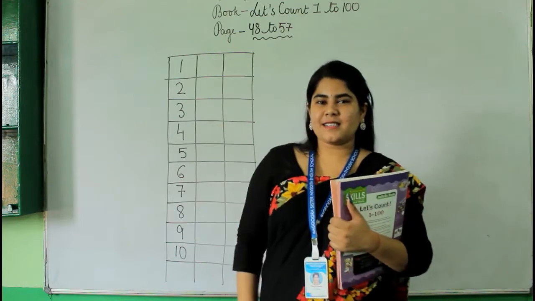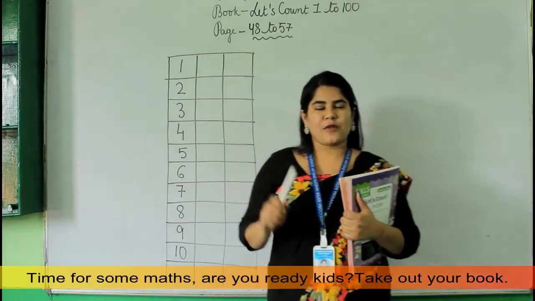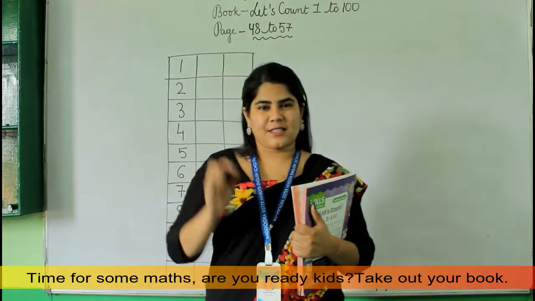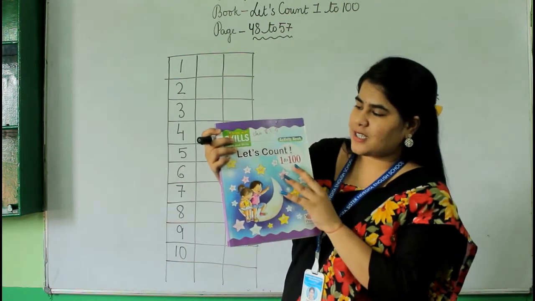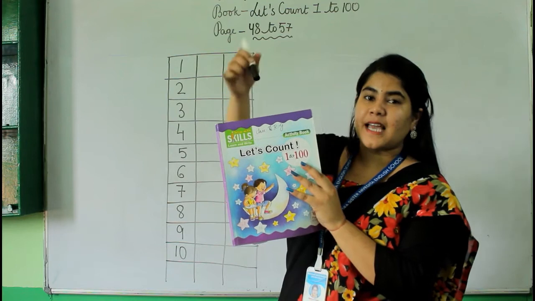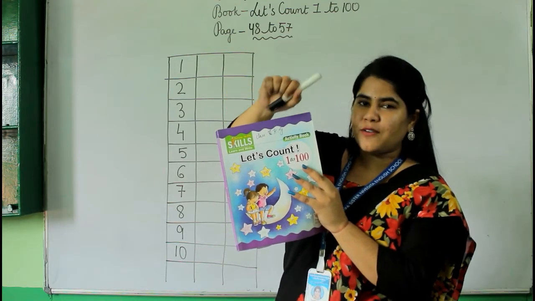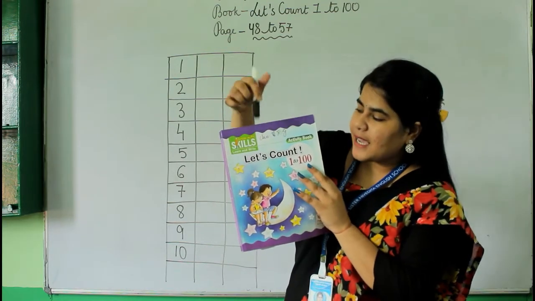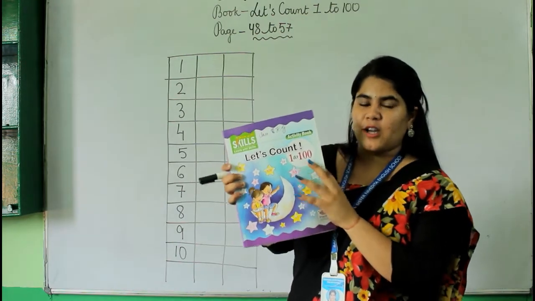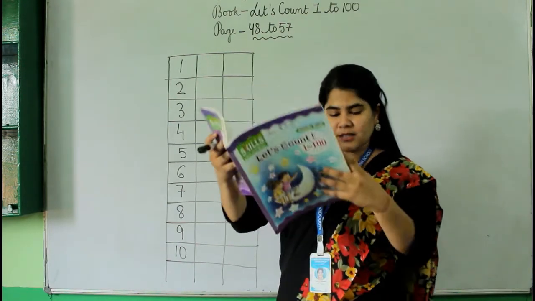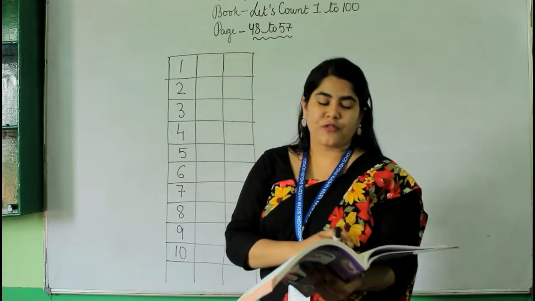Hello dear toddlers, we have completed English. Now we are going to start with maths, okay, numbers. So this is your book. The name of the book is Let's Count 1 to 100. Everyone say with me, let's count 1 to 100. So take out this book and move on to page number 48.